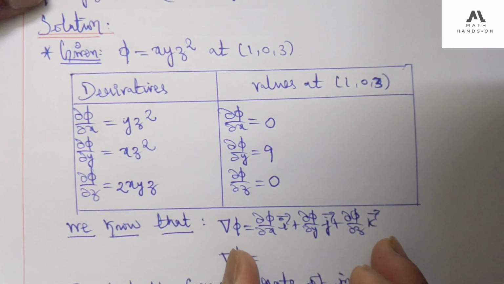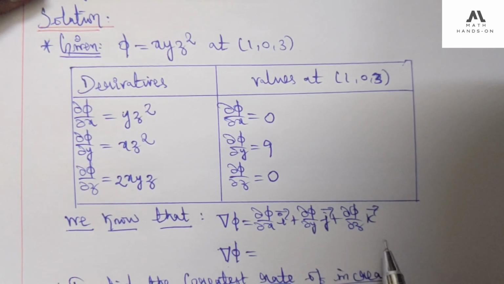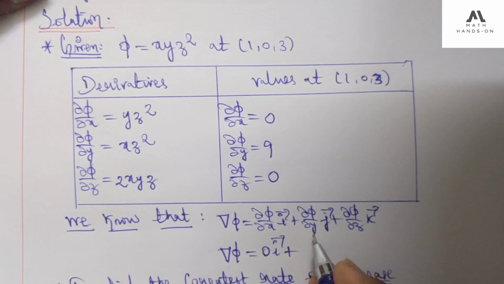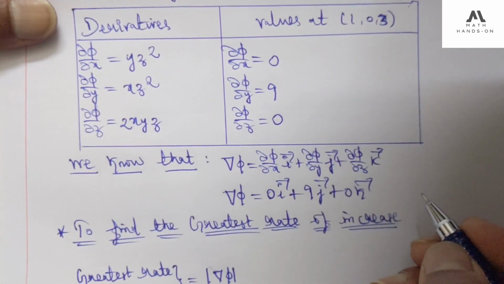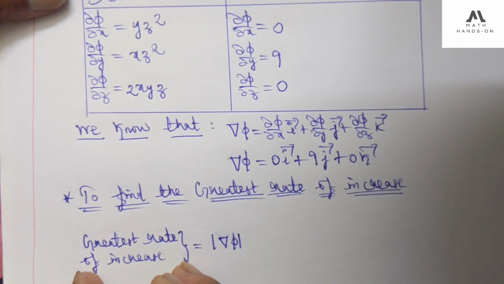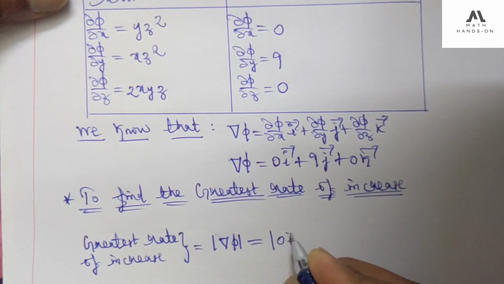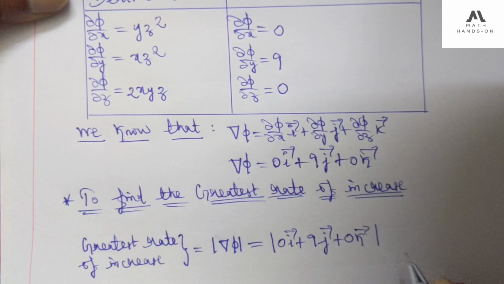We know that del phi equal to dou phi by dou x into i vector plus dou phi by dou y into j vector plus dou phi by dou z into k vector. Substitute dou phi by dou x equal to 0, 0 i vector, dou phi by dou y equal to 9, 9 j vector, dou phi by dou z equal to 0, 0 k vector. By using del phi we can find the greatest rate of increase, because the formula for greatest rate of increase is modulus of del phi, which implies modulus of 0i plus 9j plus 0k.